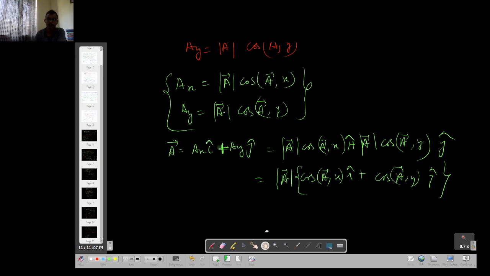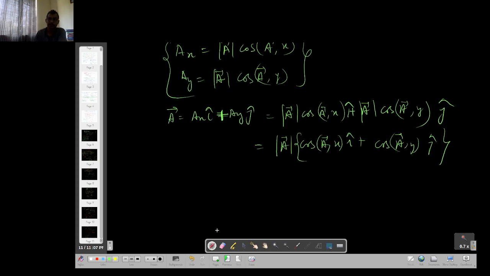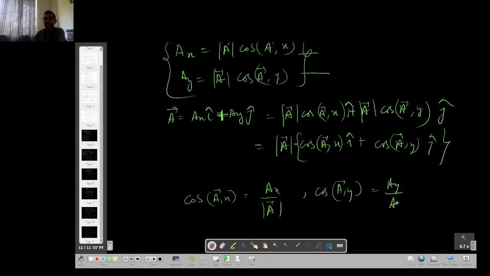So therefore, using this and this equation, I can also write cos of the angle between A and x as Ax divided by mod of A, and cos of the angle between A and y as Ay divided by the magnitude of vector A, right? So that's what we are getting here.